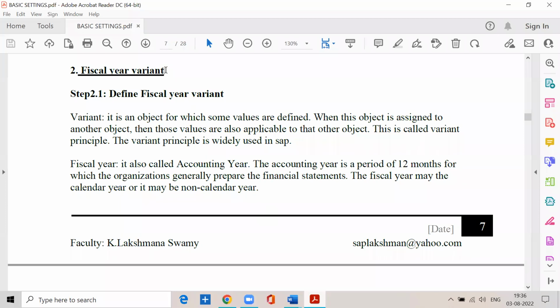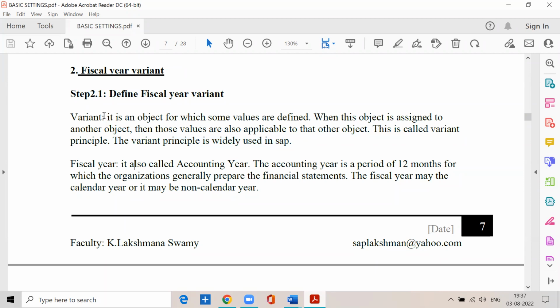So the topic today is fiscal year variant. First we have to understand what a variant is. After that, what is a fiscal year? A variant means it is an object for which some values are defined. When this object is assigned to another object, then those values are also applicable to that other object. This is called the variant principle, and the variant principle is widely used in SAP.